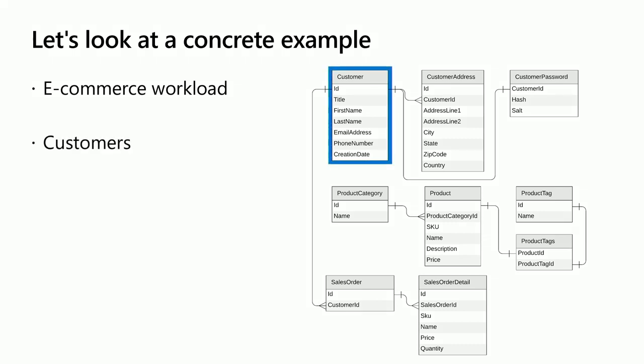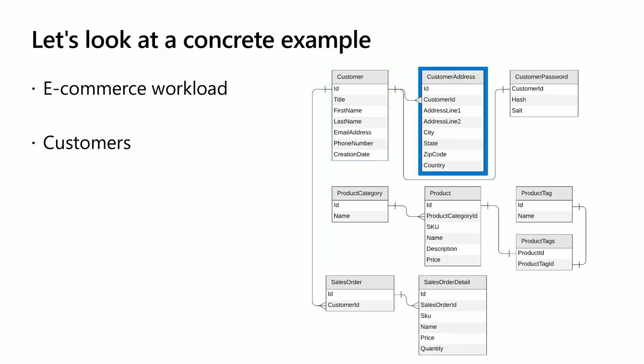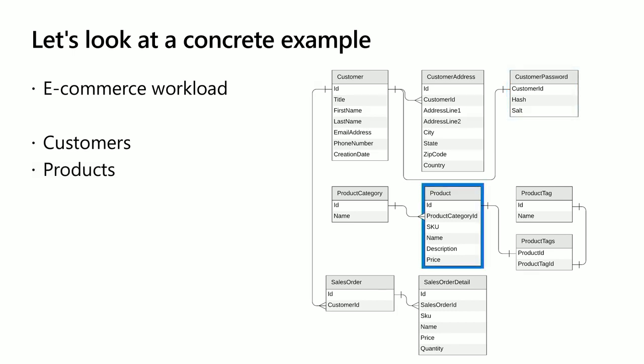What we see here is that we have customers, obviously. Each customer can have multiple addresses. This is a one-to-many relationship. And each customer can also have one and only one password that is here stored in a different entity. Besides customers, we also have products. Each product belongs to just one category. That's another one-to-many relationship.